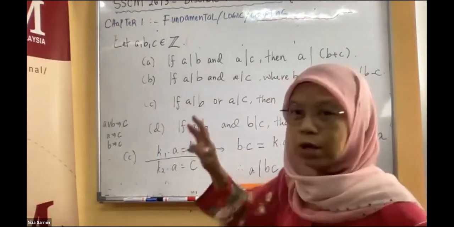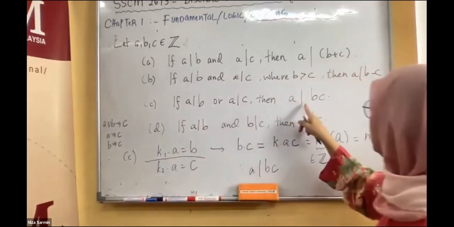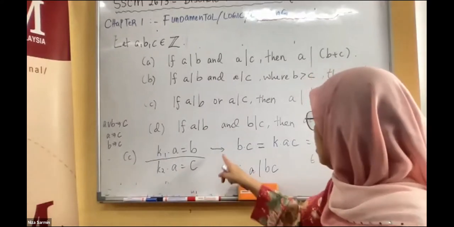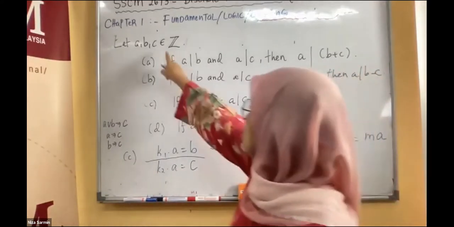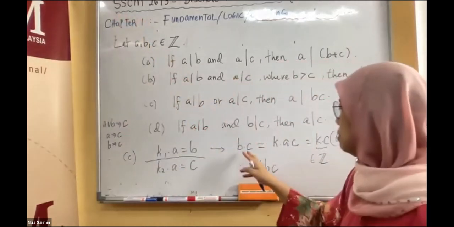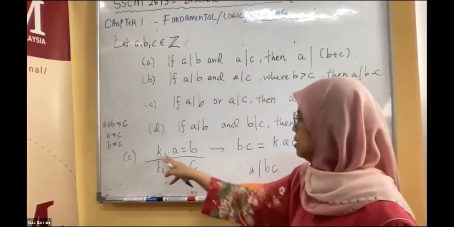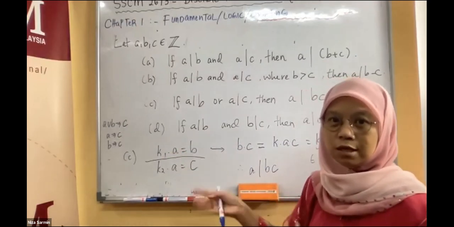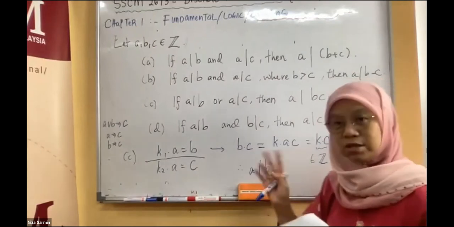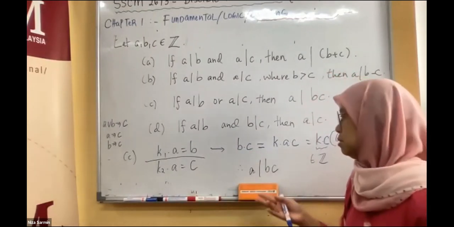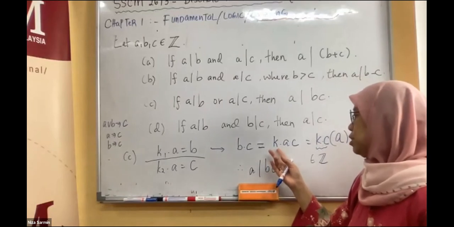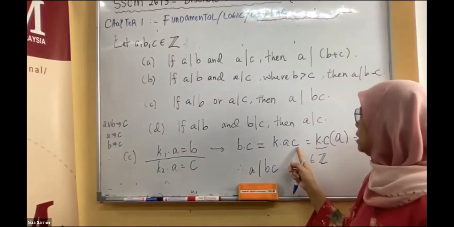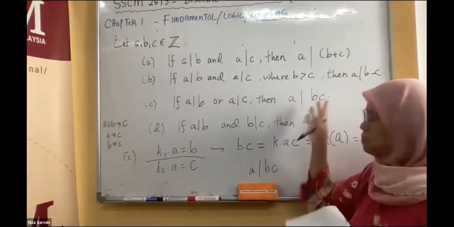So the first case, when A divides B, there exists K1 such that K1 times A is B. What do we want to show? We want to show that A divides BC, meaning you have to multiply B by C. I just multiply by C because C is just any integer. I multiply by C, so you multiply this side also by C on the right. Doesn't matter because numbers, they can put left or right, right? But matrices, no. Numbers are commutative.